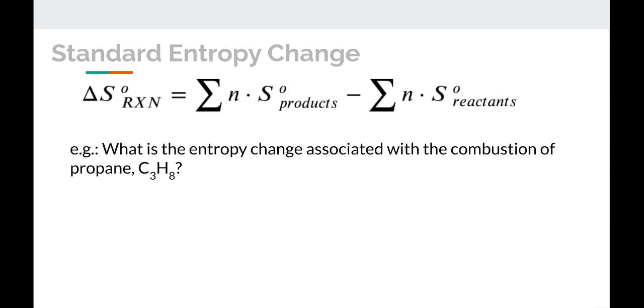So let's write the chemical equation. It's C3H8 reacting with oxygen. It's going to produce carbon dioxide and water. A 3 here balances carbon, and a 4 here balances hydrogen. And then we'll have 10 oxygen on the right, so a 5 here balances oxygen.